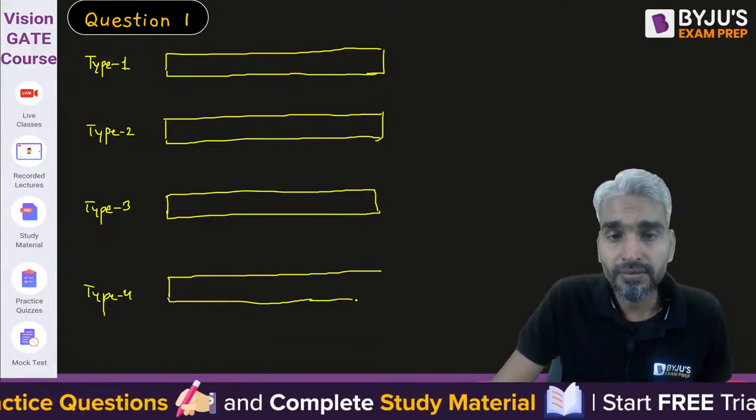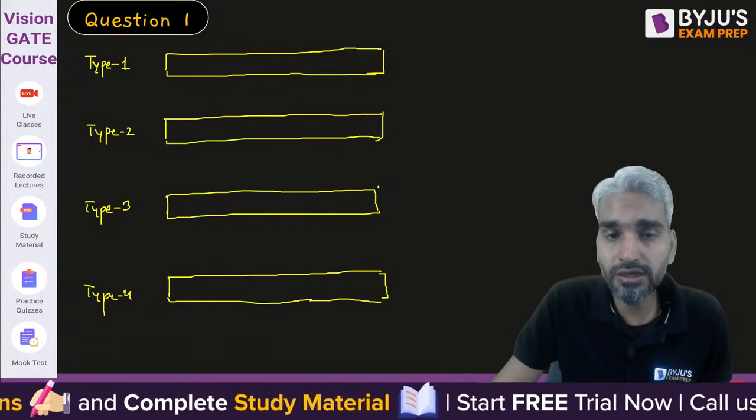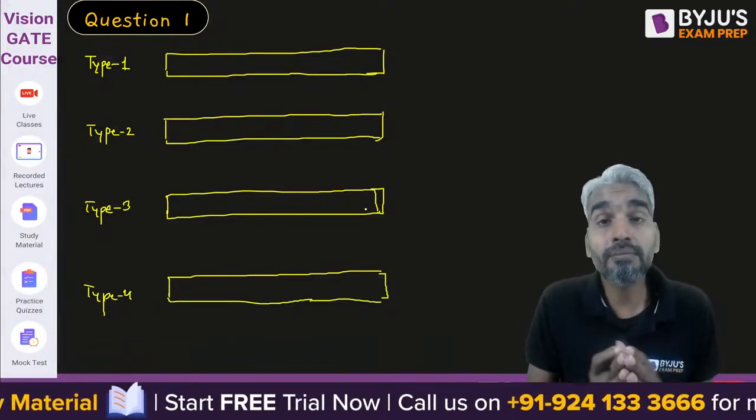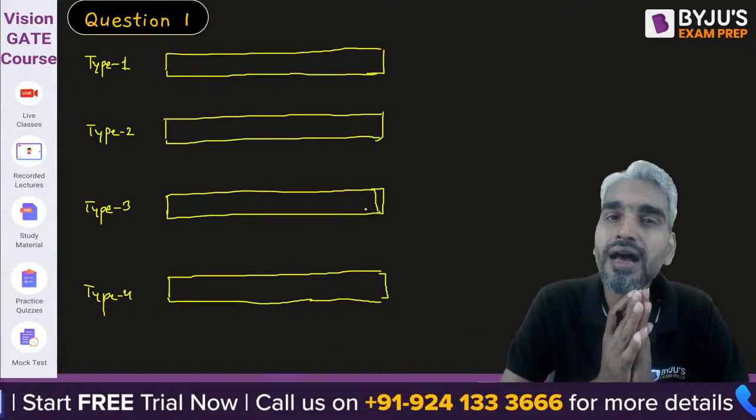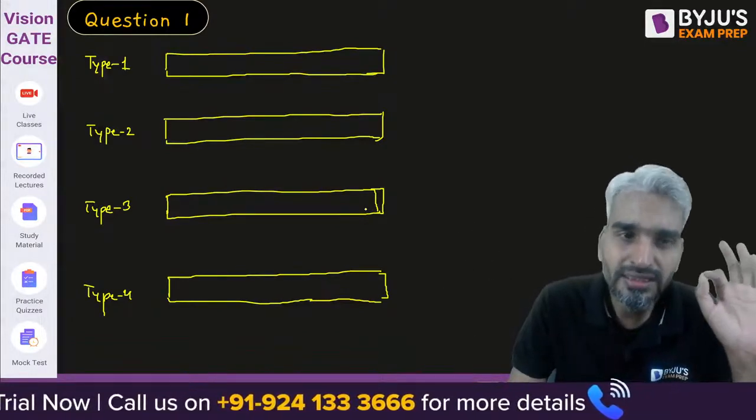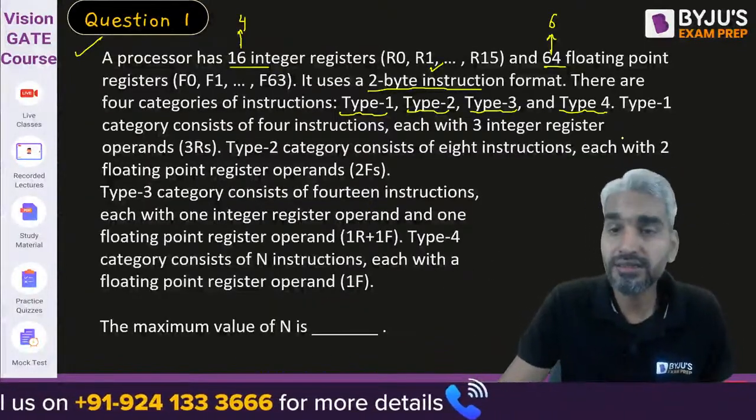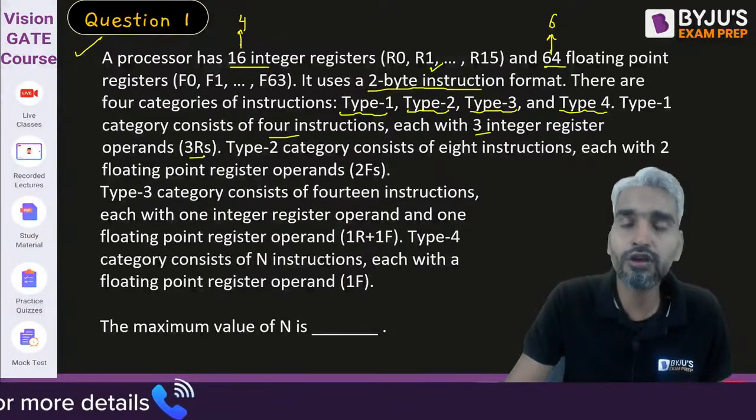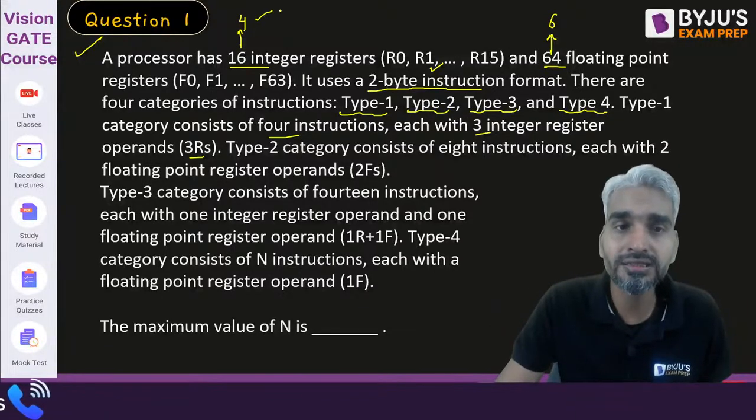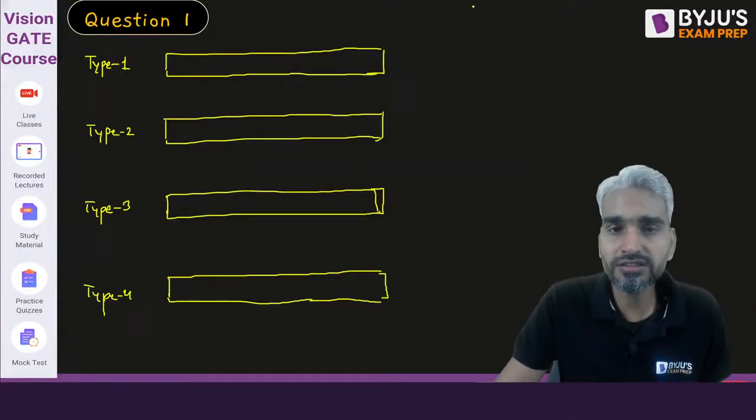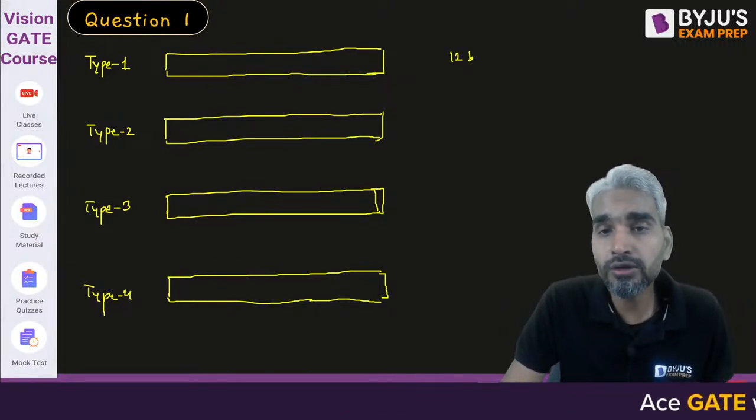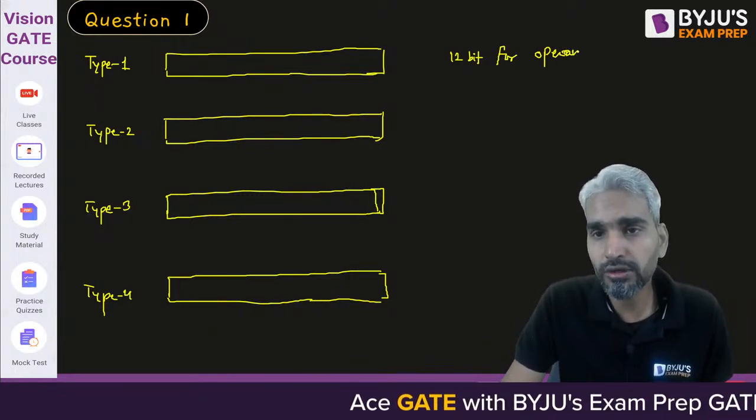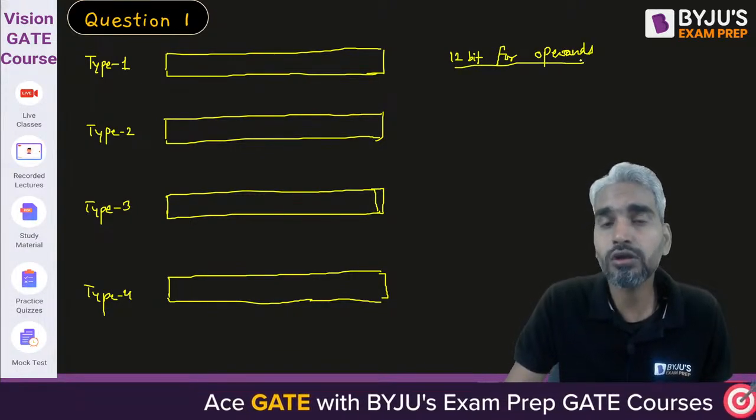Now the very basic thing which you need to understand is that you need to start with the type of instruction in which the number of bits available for the opcode is minimum, right? So let's read the question in detail and we will understand. Type 1 category consists of 4 instructions, each with 3 integer registers. So if you have 3 integer registers, 1 integer register requires 4 bits. So I know that for type 1 instruction, the operands will require 12 bits. Please try to understand, this is a very important thing so that you know where to start. 12 bits for operands.